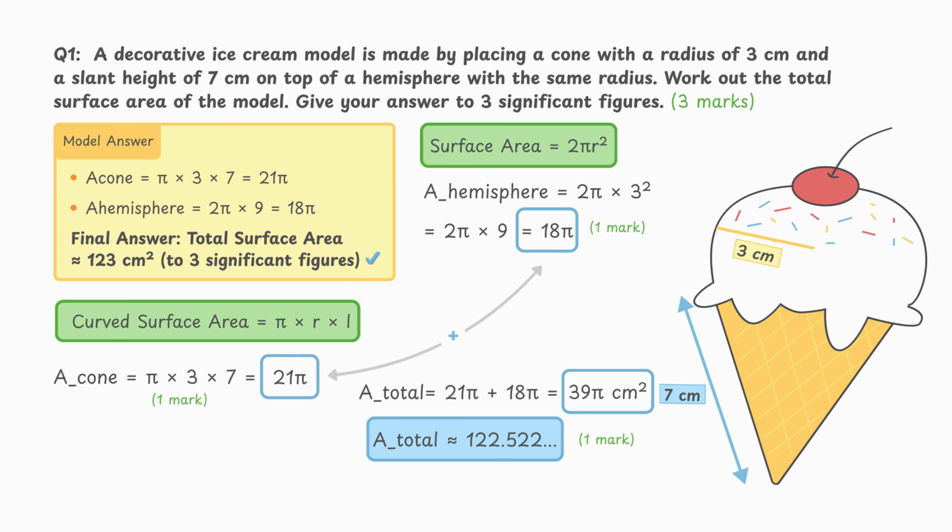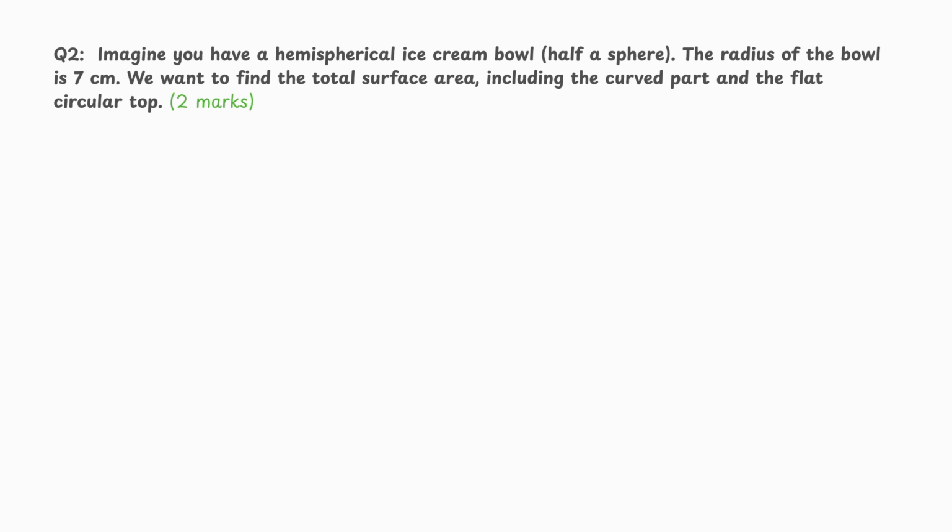Let's take a look at another question. You can pause the video and try it yourself. The question says, imagine you have a hemispherical ice cream bowl, which is half a sphere. The radius of the bowl is 7 centimeters. We want to find the total surface area, including the curved part and the flat circular top.